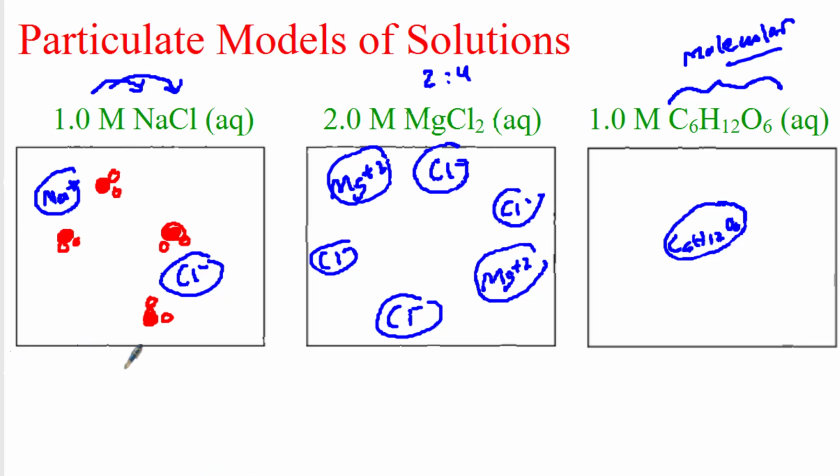Which means this solution here and this solution here, the first 2 are going to conduct electricity because we have free positives and negatives. This C6H12O6 is not going to conduct electricity because we do not have positives and negatives that are broken up and free, okay?